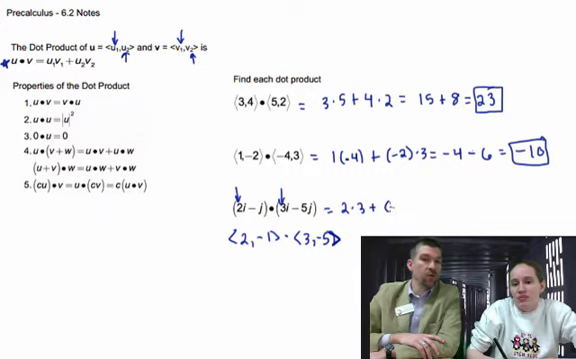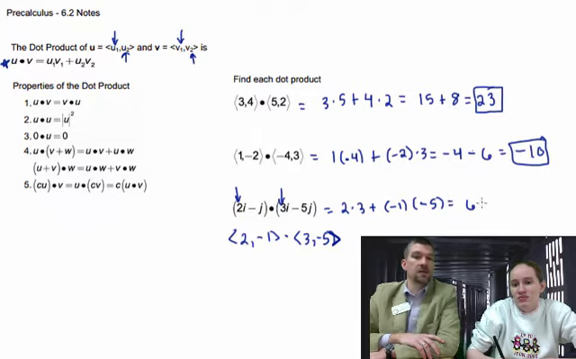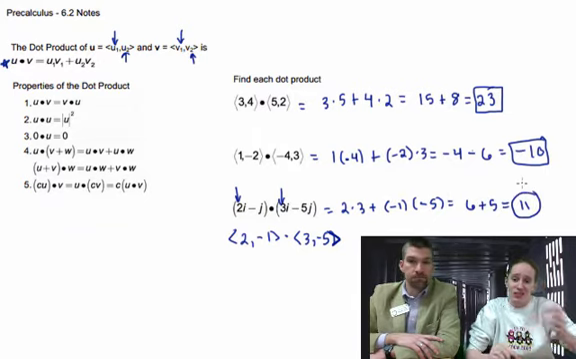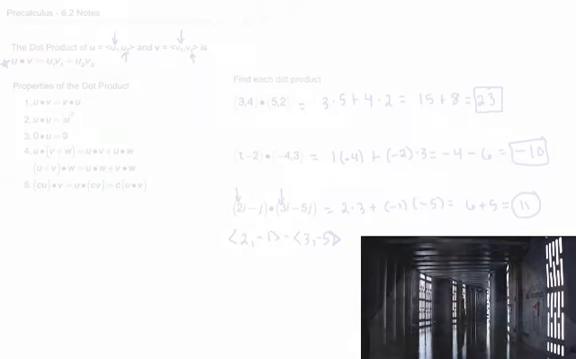So 2, 3, negative 1, negative 5. There we go. Okay, so 6 plus 5. That's 11. Cool beans.